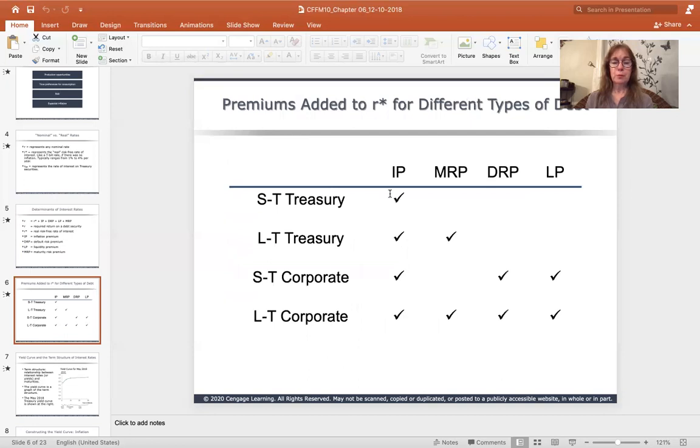Okay, and this is just repeating what I said. They're telling you what is in the formula for the different types of bonds. Here's a short-term treasury bond, just has the inflation premium. For a long-term treasury bond you add the maturity risk premium. Of course, they all have the real rate of return up here. A short-term corporate bond, there's really no such thing, you never see short-term corporate bonds, so just skip that, but it wouldn't have a maturity risk premium. A long-term corporate bond has all four.